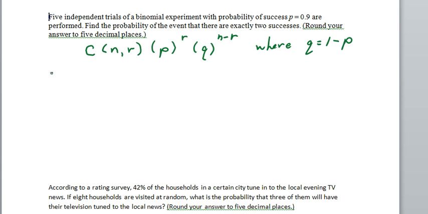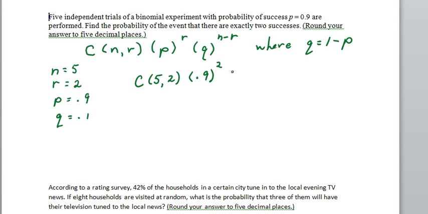So in this case, our n is equal to 5, our r is equal to 2, our p is equal to 0.9, so our q, which is 1 minus p, is equal to 0.1. So we have the number of combinations of 5 things taken 2 at a time times 0.9 to the 2 times 0.1 to the 5 minus 2, which is 3.